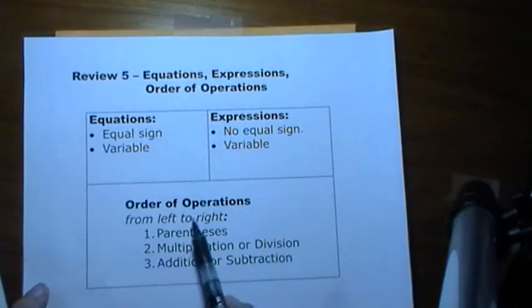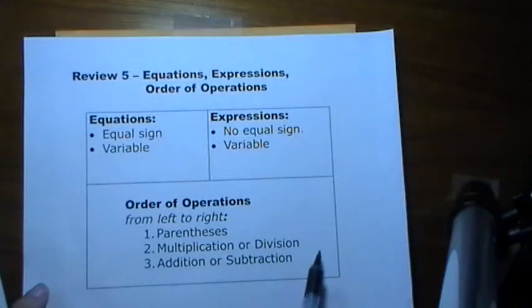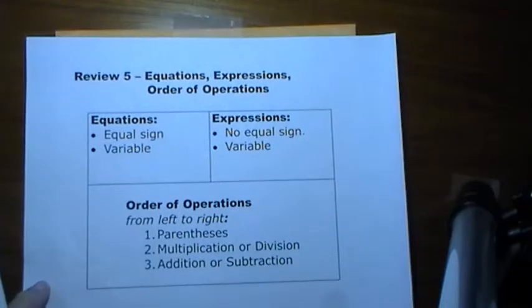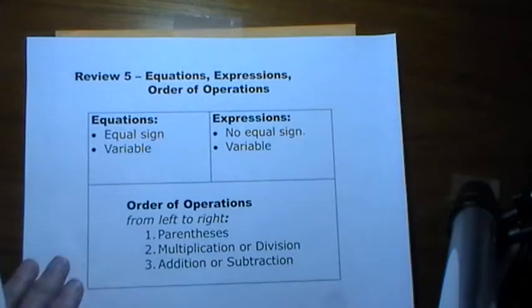So the order of operations tells us to work from left to right and to do whatever's in parentheses first, and then to go back through left to right looking for multiplication or division and do that, and then go back reading left to right and do addition or subtraction. So let's see how this looks.